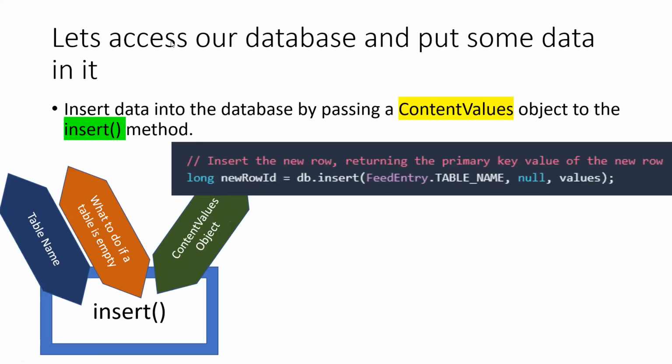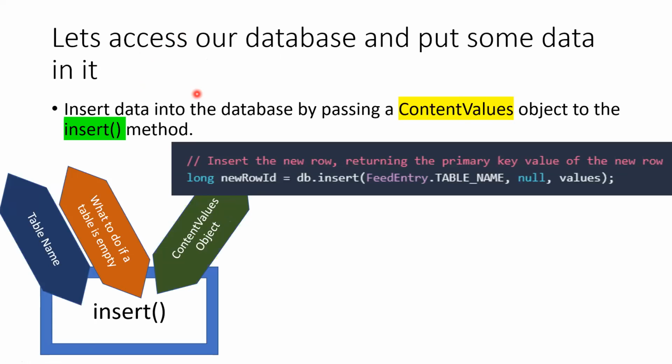We know how to access a database and how to put the data into it. There is an insert method to do that. The insert method is like an insert query. Actually it's an insert query, but here in Java code we are writing an insert method so that it can be converted, boiled down into the insert query. It inserts the new row, returning the primary key value of the new row.